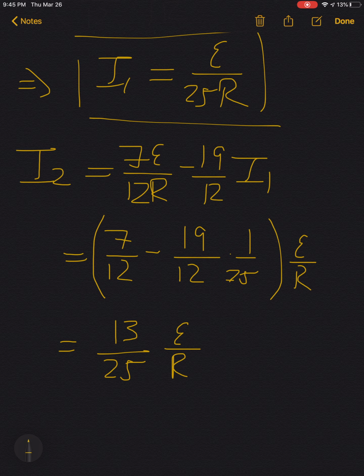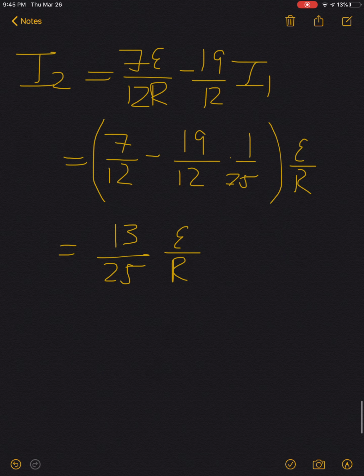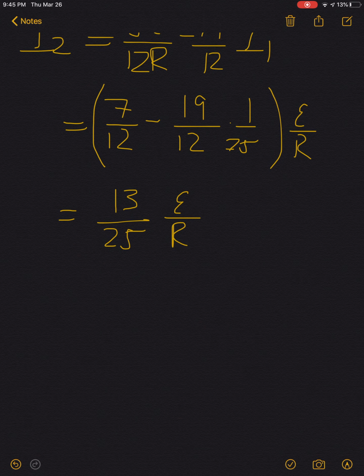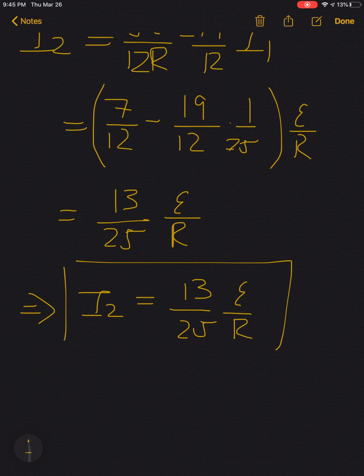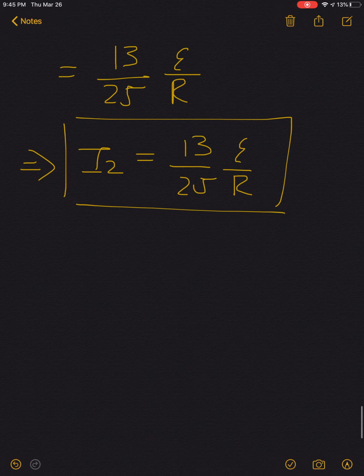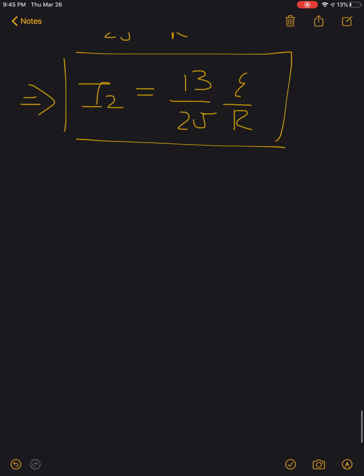Whenever you've got a result that you worked hard for, what you really want to do is write it nice and clean, because you should be somewhat proud of that. Okay, just like that. We're making steady progress. We are almost done now, because now we have I1 and I2.